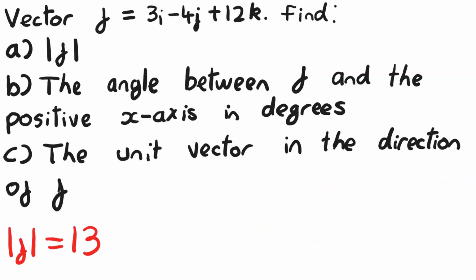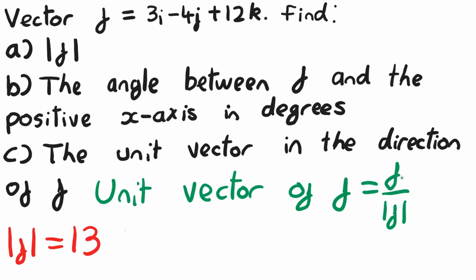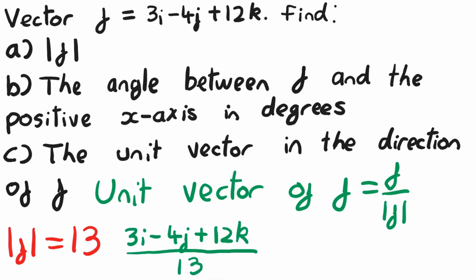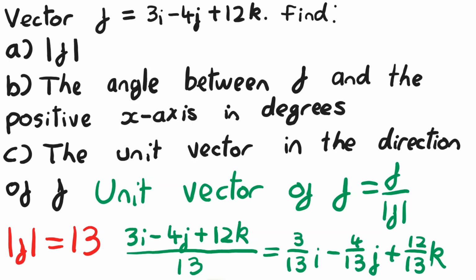And then for part C, we need to find the unit vector in the direction of vector f. Remember, as we talked about, the unit vector of f is going to be the vector f divided by its magnitude, and we figured out the magnitude is 13. So it's going to be this vector f, which is 3i minus 4j plus 12k, divided by the magnitude 13. The way you divide this is you just divide the three coefficients of i, j and k by this 13. So this unit vector is going to be 3 over 13 i minus 4 over 13 j plus 12 over 13 k, and that's the unit vector.